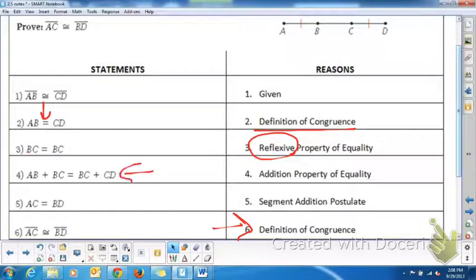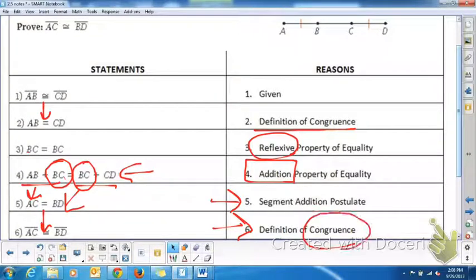So in step 4, we added the same thing to both sides of an equation using the addition property. Step 4 went to step 5 because when you add two smaller segments together and get a bigger segment, you're using the segment addition postulate. And finally, from step 5 to step 6, we knew that if these segments were equal, then they were congruent, because that's what the word congruent means.